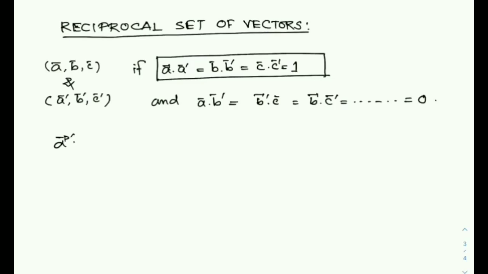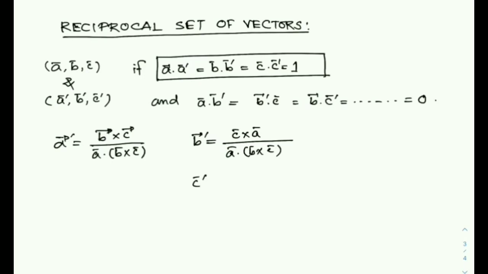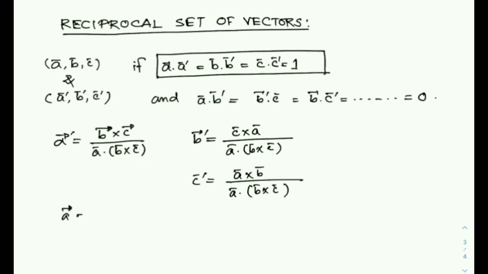Now we can express this reciprocal set of vectors in the following way: A prime vector equals B cross C by A dot B cross C, B prime equals C cross A by A dot B cross C, and C prime equals A cross B by A dot B cross C. Similarly, we can also write in the case of vector A, B prime cross C prime by A prime dot B prime cross C prime, and the B vector and C vector can be found in this way.